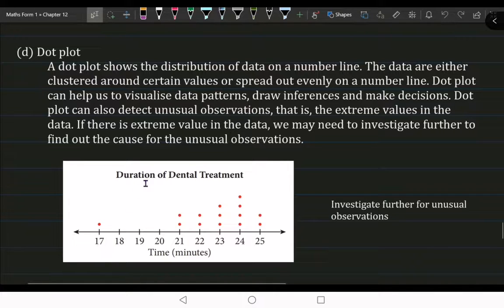This one is 17 minutes, the duration of dental treatment. 为什么这个 dentist 只用了17分钟去治疗一个病人？其余都要20多分钟。You can investigate, you can see the extreme value，好像特别小或者特别大，you can see extreme value in the data. So if there is an extreme value in the data, we may need to investigate further to find out the causes of the unusual observations.